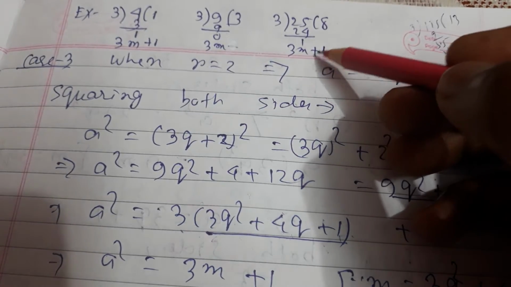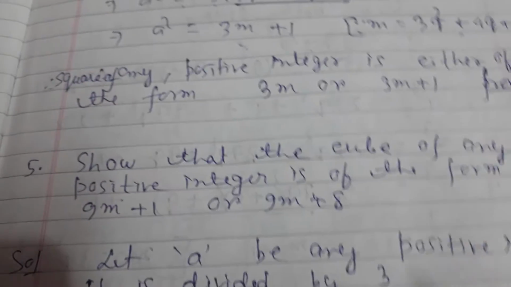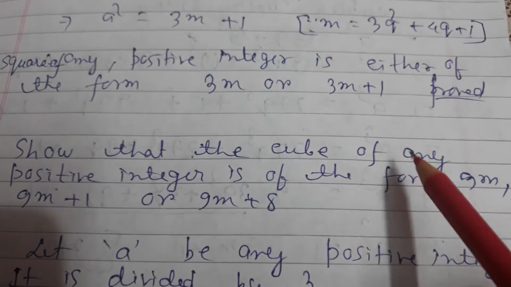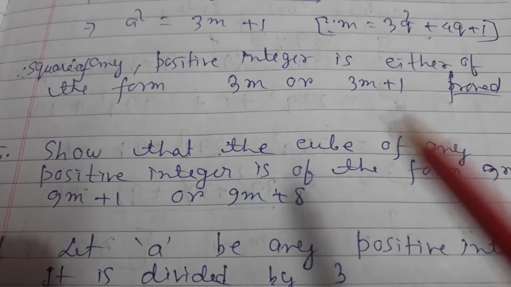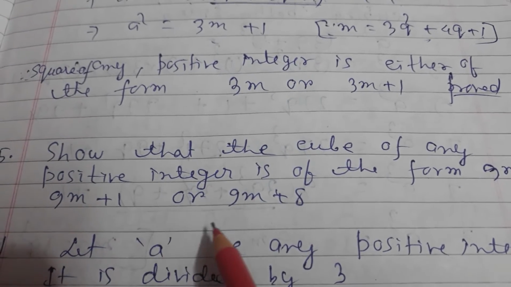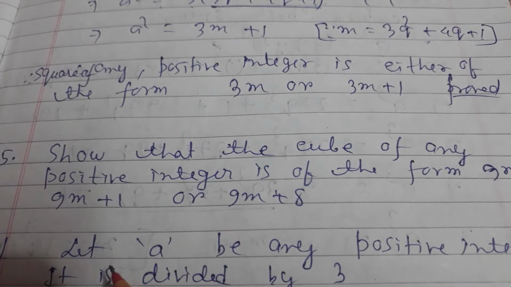So it will be of the form 3m plus 1. Now next question number 5. Listen. Show that the cube of any positive integer is either of the form 9m or 9m plus 1 or 9m plus 8. Okay. Again same thing.